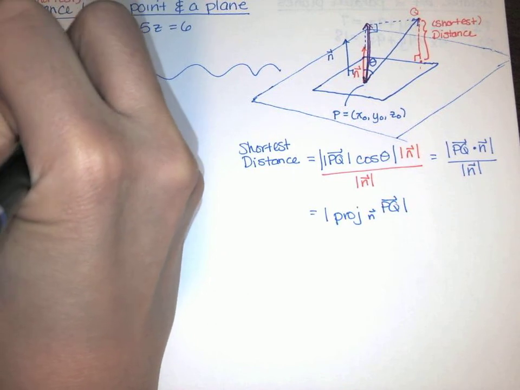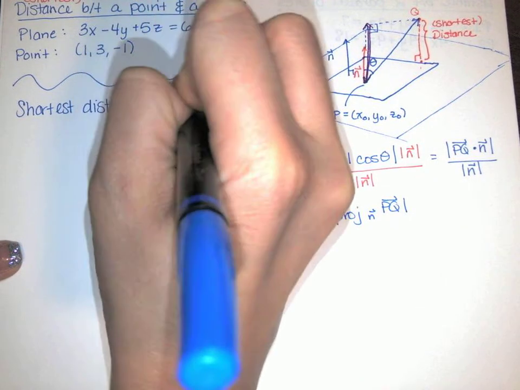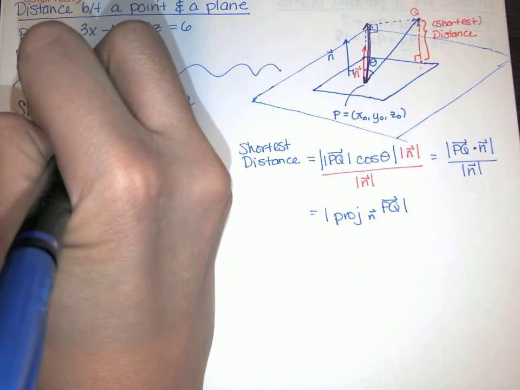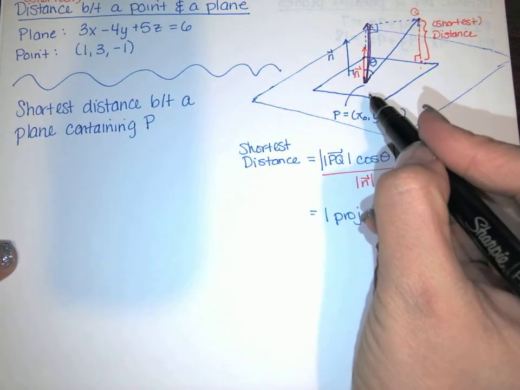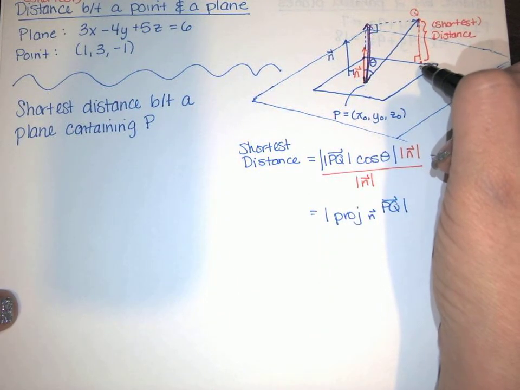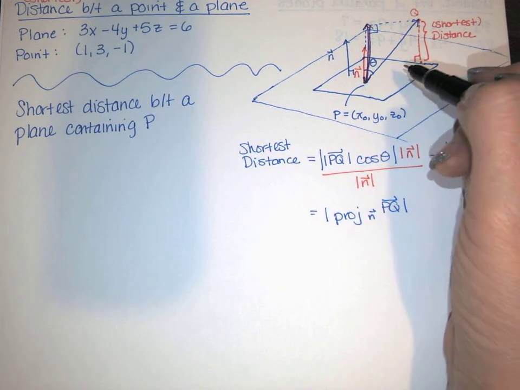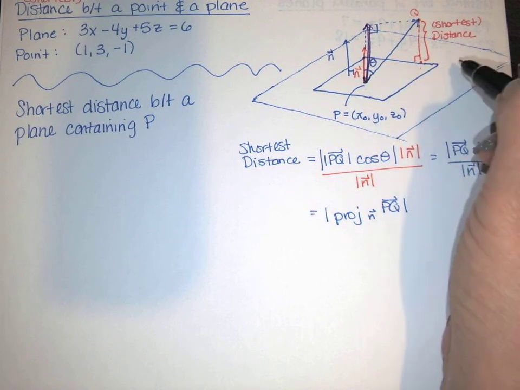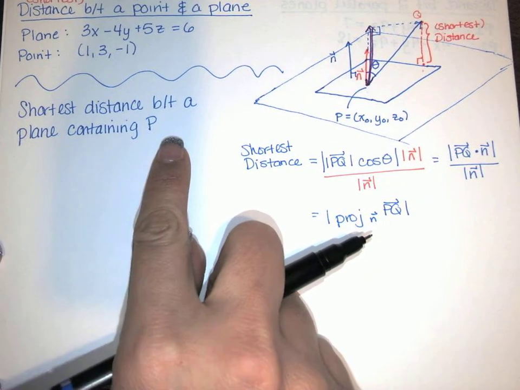The shortest distance between a plane containing the point P, and P can be any point in the plane. If we were really fortunate, we could have found this point P. P could be right here, and we just find the distance between P and Q, and that'd be enough. But, I mean, we really don't know. When we're finding points in the plane, we don't know if it's right there, or if it's there, or if it's there. We have no idea. So P is just any old point in the plane.